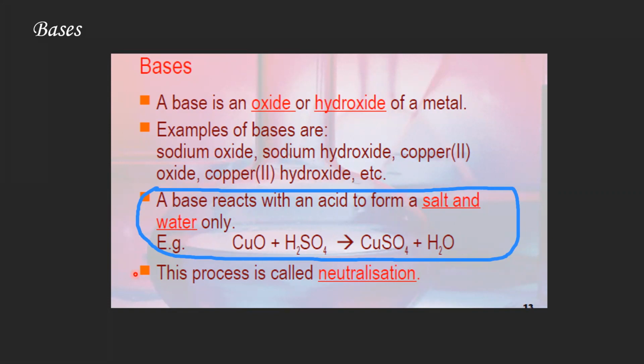A strong base, when mixed in water, would dissociate 90 to 100% and would release more OH minus ions, and a weak base will dissociate 40% and will release fewer OH minus ions.